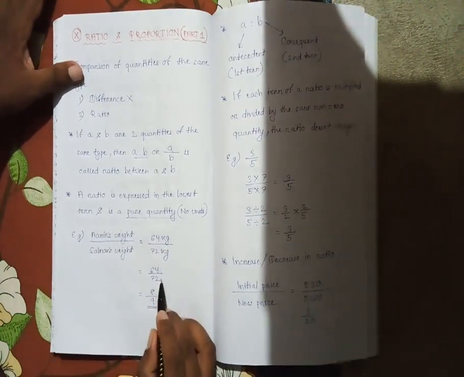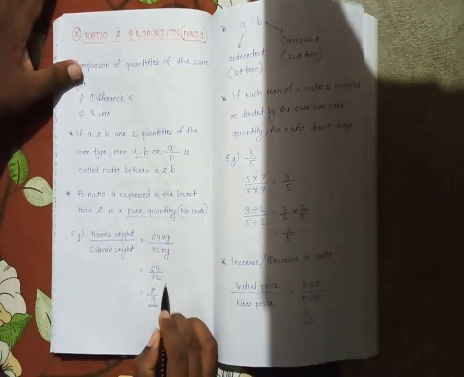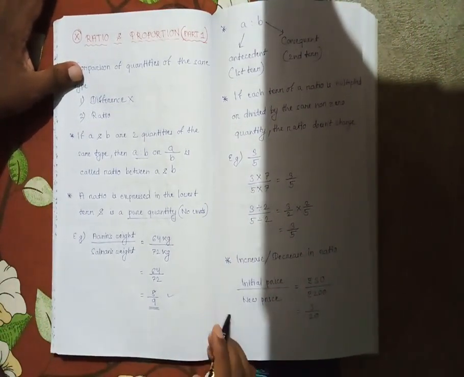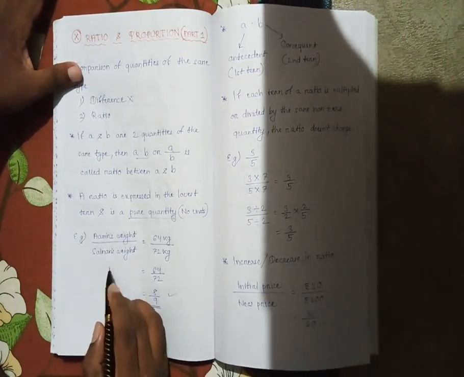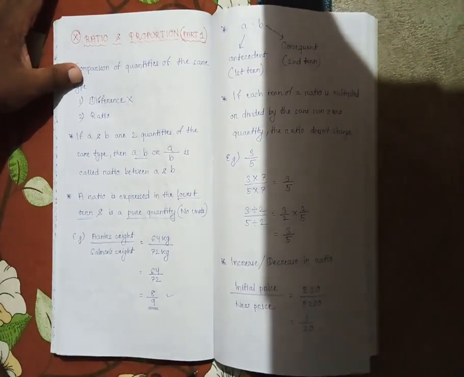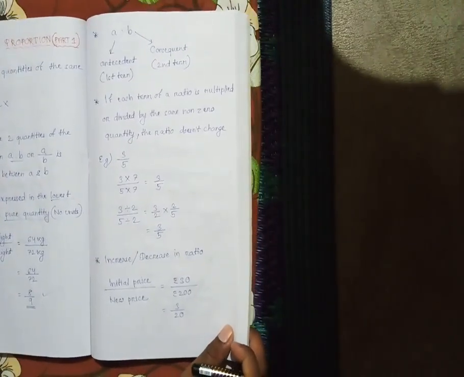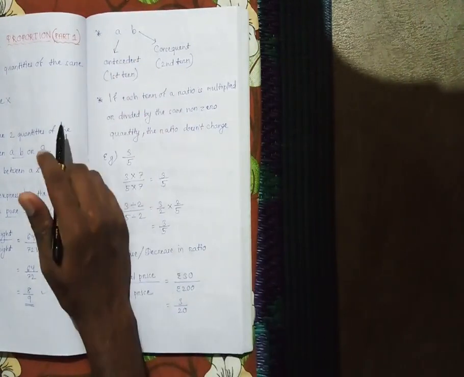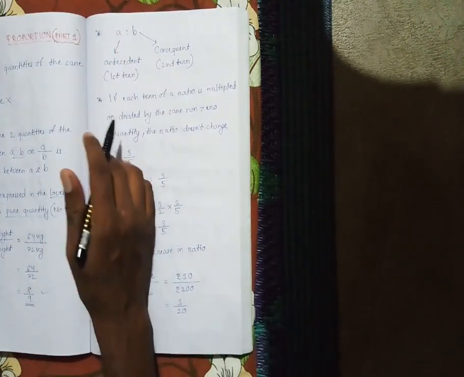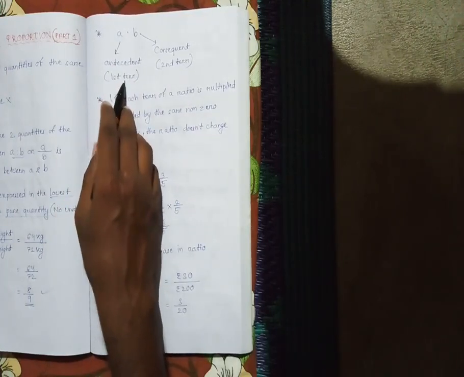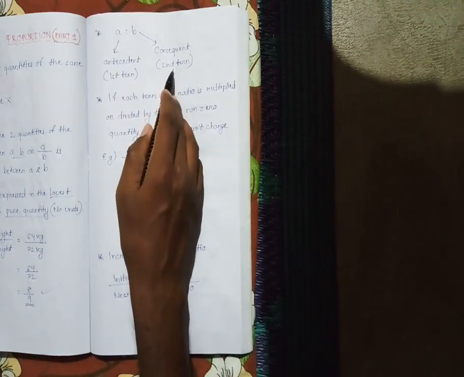Now 64 by 72, this can be further simplified. We can write it as 8 by 9. So we have represented in the lowest term. So remember this, a ratio is always expressed in the lowest term and is a pure quantity, means it doesn't have any unit. Suppose A is to B is a ratio, or A by B is a ratio. Here there is colon. Then A is called antecedent or first term, B is called consequent or second term.